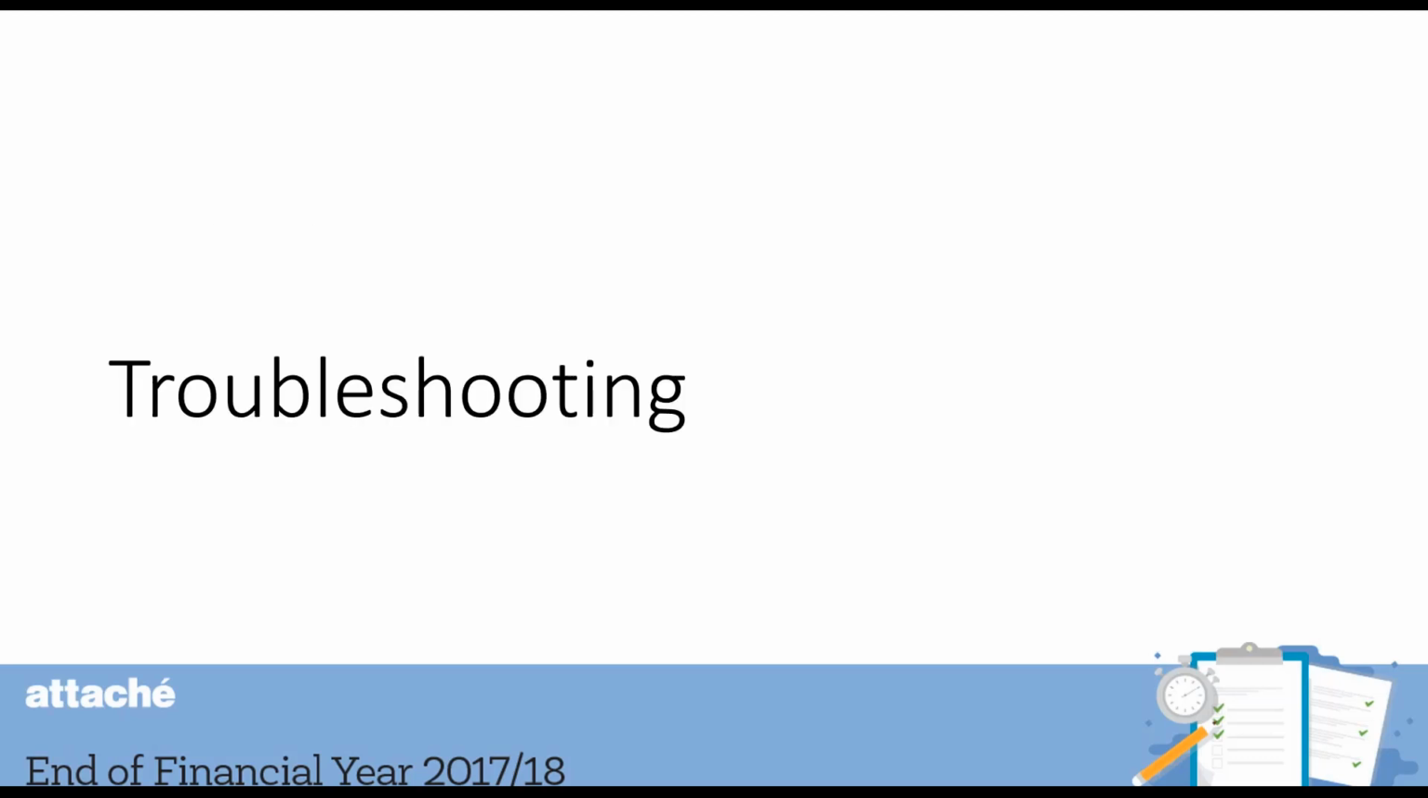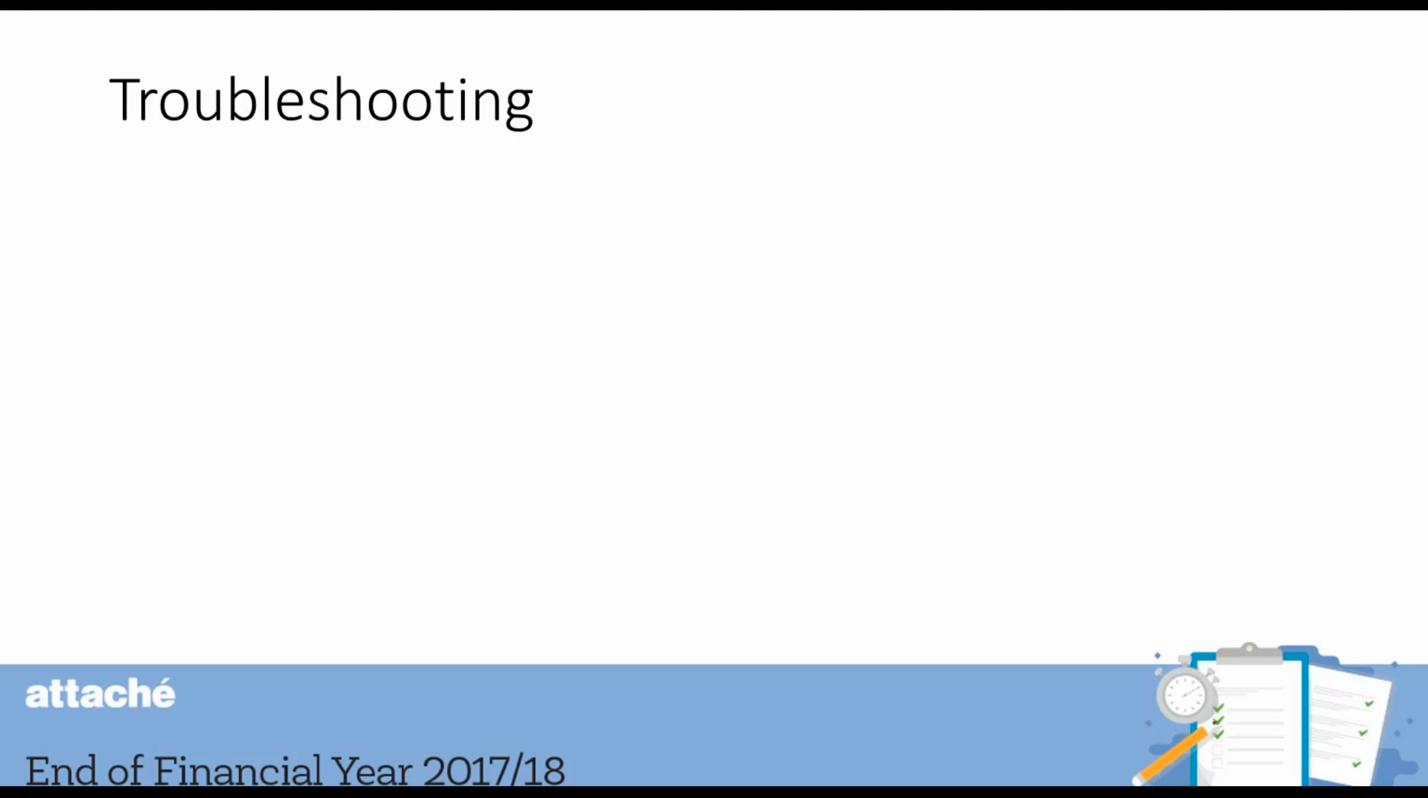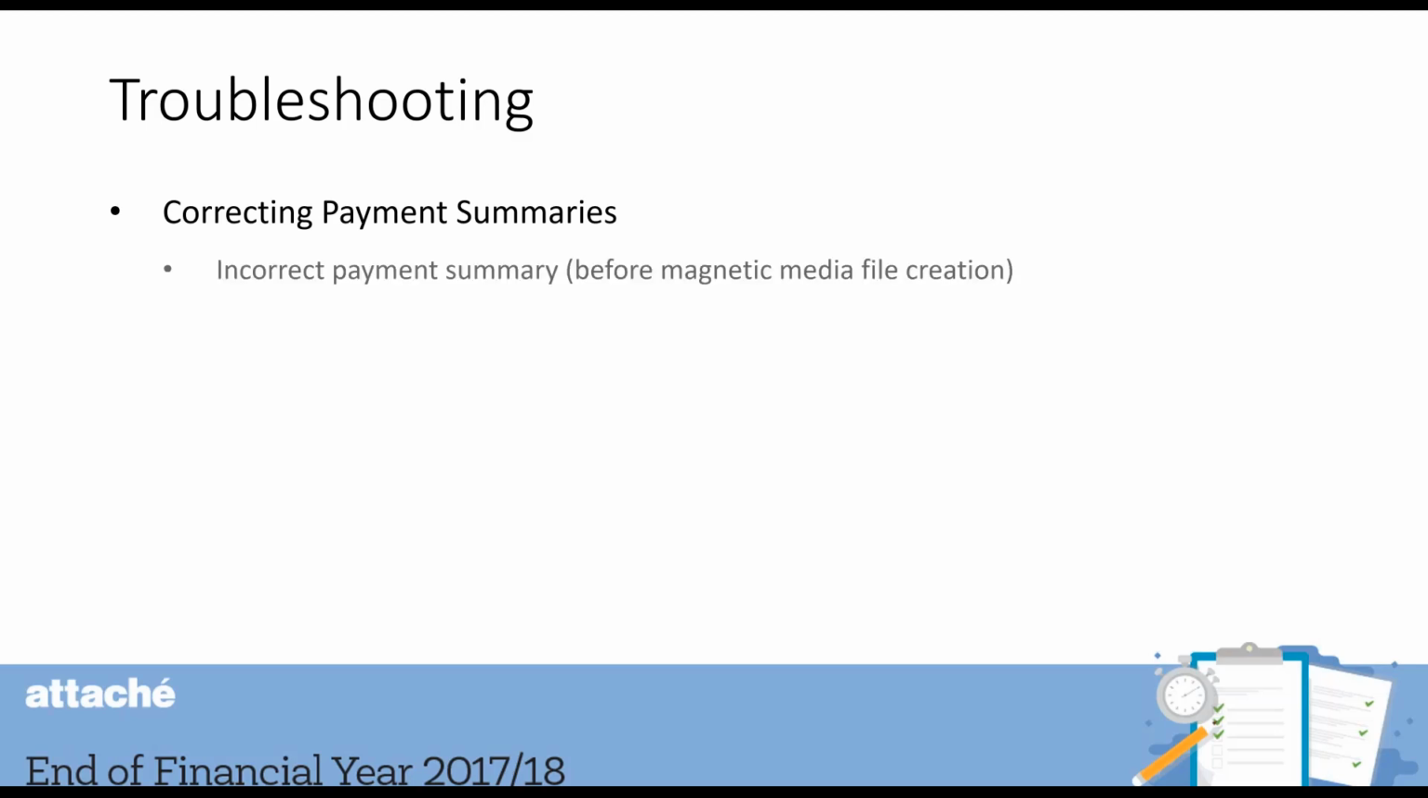Once again, more information on how to do so is available in the Help Centre. Let's take a look at some troubleshooting. So here are some of the scenarios that you may encounter while you're doing the end of year process. So with your payment summaries, the payment summary you've created is incorrect, but you have not yet sent the data to the ATO. Or the magnetic media file or the MDUP file you created is incorrect and you haven't yet sent this information to the ATO.